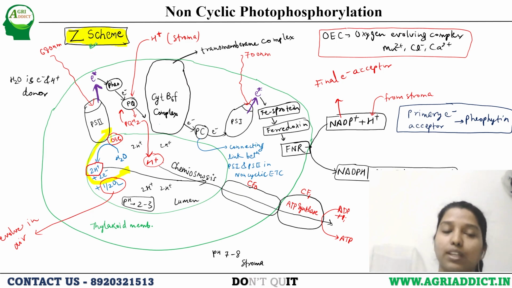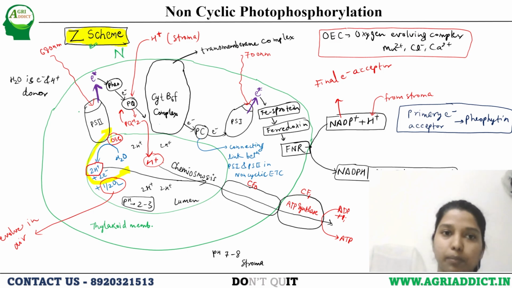Why are we saying it is known as the Z scheme? If you see it as a Z, this is how the structure is. The energy flow is first uphill, then downhill, then uphill. So that's why it is known as the Z scheme. Okay. Now, first, let's start.